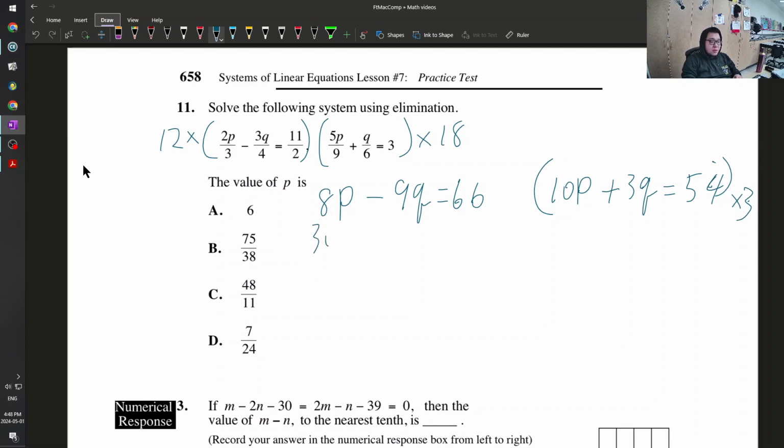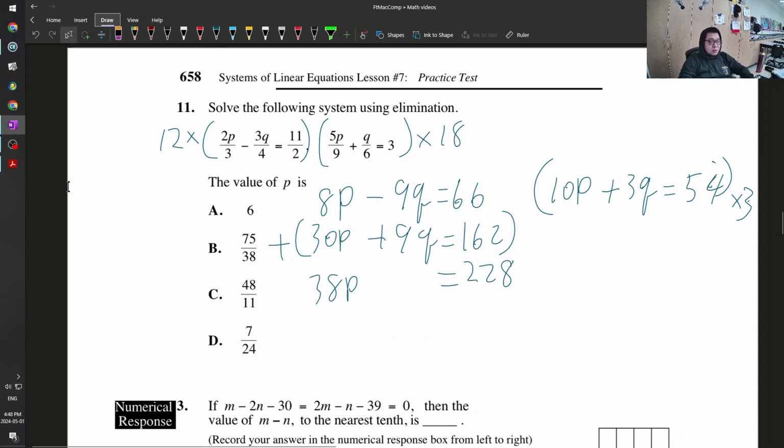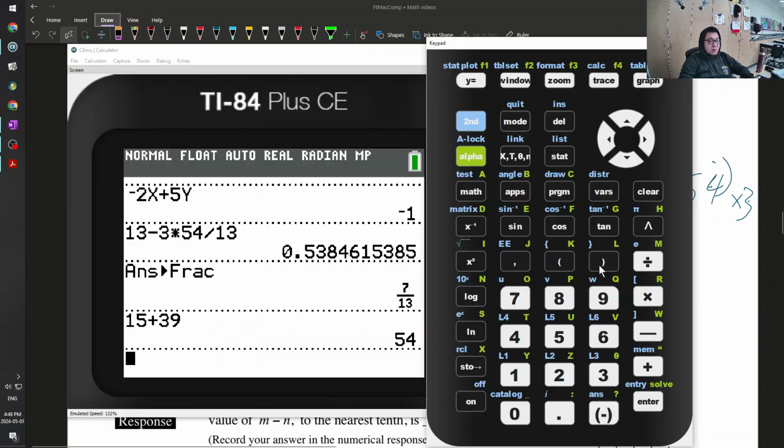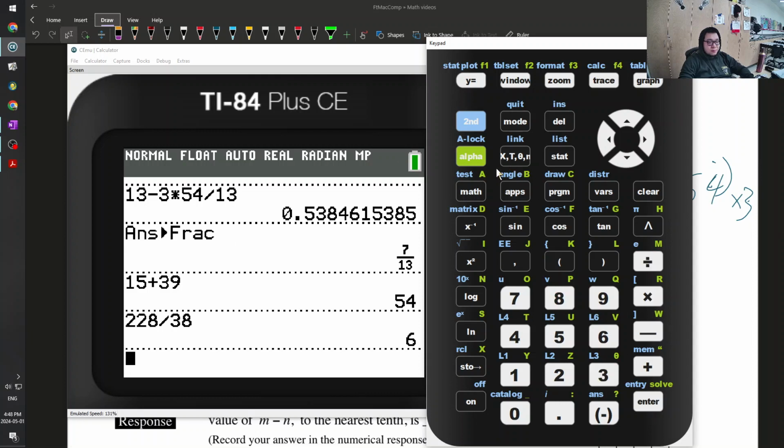So we get 30p plus 9q is equal to 54 times 3, 162. Okay, we're going to add these two. We get 38p. These two cancel out. It is equal to 228. What's 228 divided by 38?